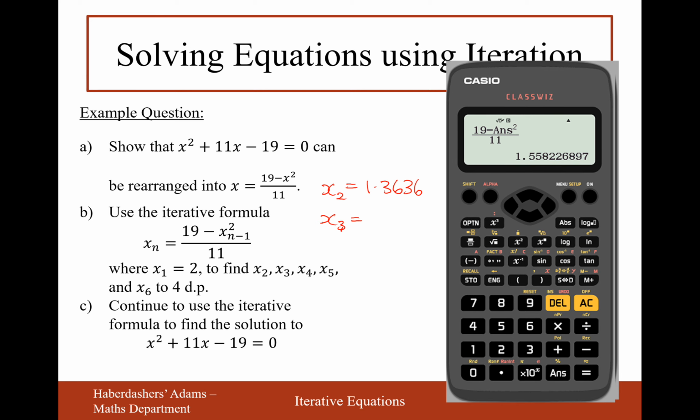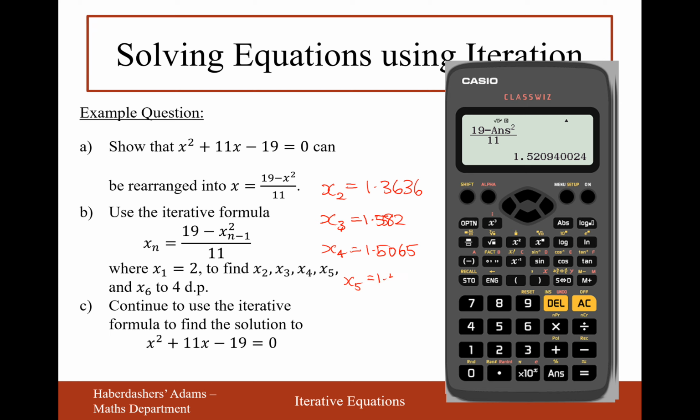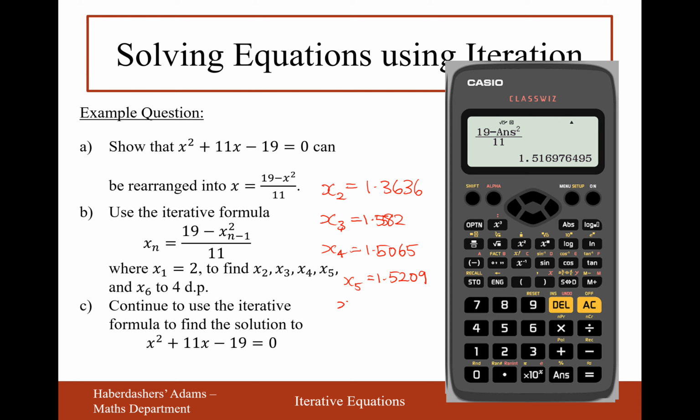Again, press the equals button again, don't change anything on your calculator screen. 1.5582. The fourth term in the sequence is 1.5065. The fifth term in your calculator needs to go 1.5209, and the sixth term in this sequence will be x6 equals 1.5170. Be careful of your rounding here. The 7 will round the 9 up, and the 9 will round the 6 up, so it'll be 70.